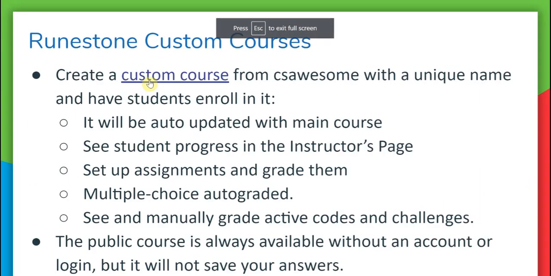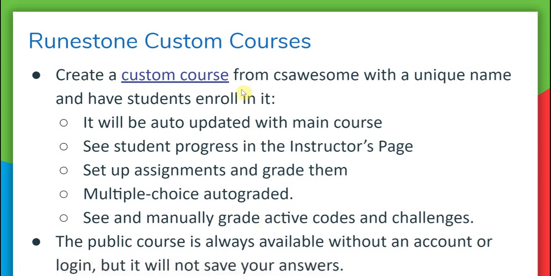So the first thing you need to do is create a custom course from the CSAwesome course and have your students enroll in it. The reasons to do this is so that you can see their student progress and have access to the instructor's page. You'll also be able to set up assignments and grade them.